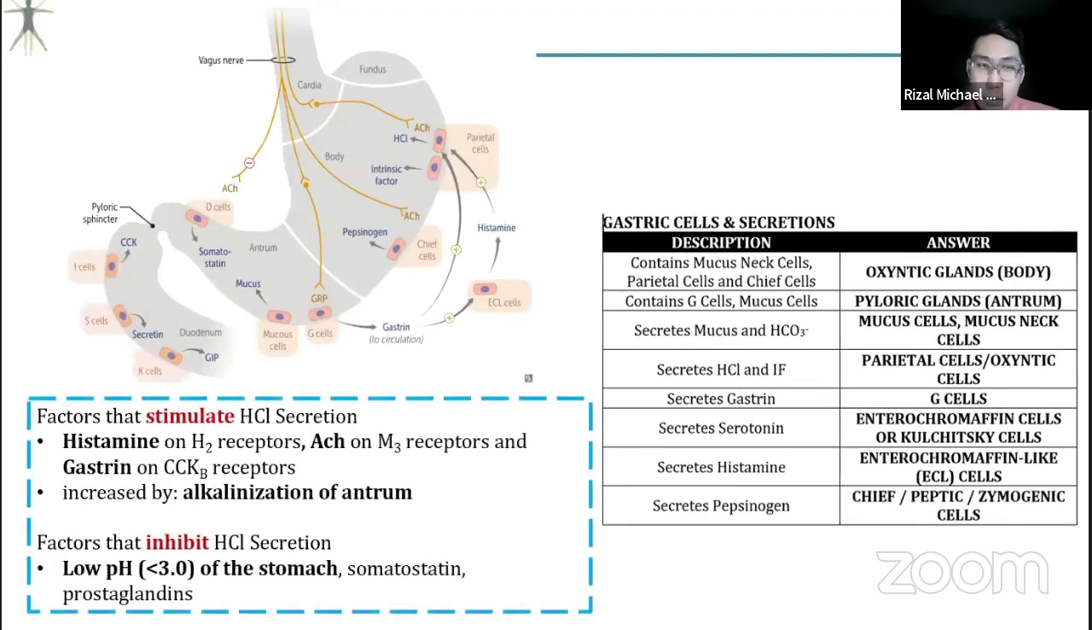Okay, for hydrochloric acid secretion, take note of the three important substances. You have your histamine, your acetylcholine, as well as your gastrin. Your histamine on H2, acetylcholine on M3, gastrin on CCKB receptors. Yang tatlong yan yung nagpa-participate for increased hydrochloric acid secretion.